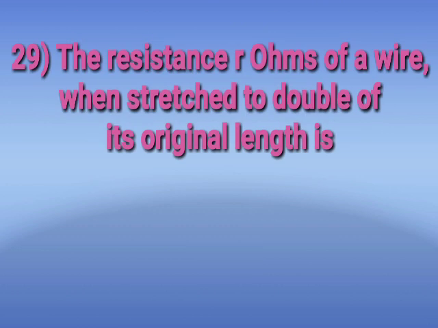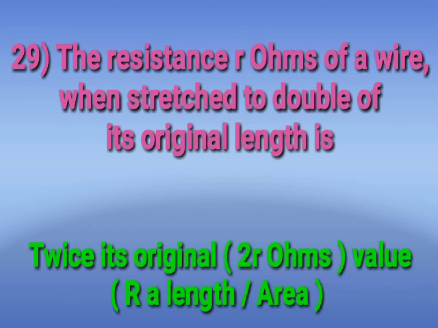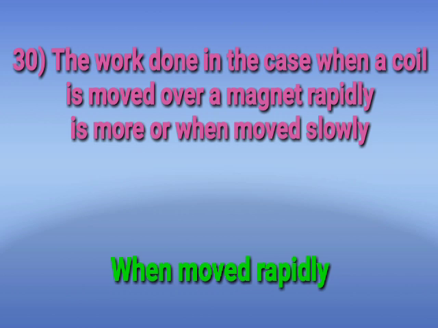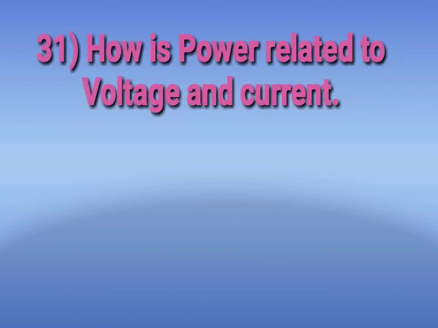The resistance R ohms of a wire, when stretched to double its original length, is four times its original. Resistance is given by rho times length by area. The work done when a coil is moved over a magnet rapidly is more than when moved slowly. How is power related to voltage and current? P equals V into I.